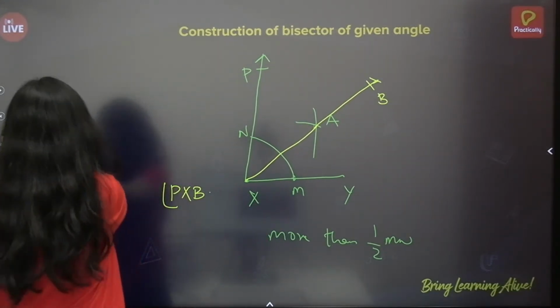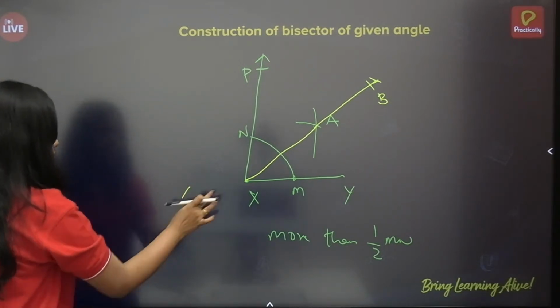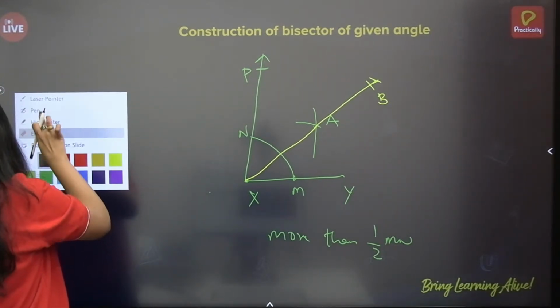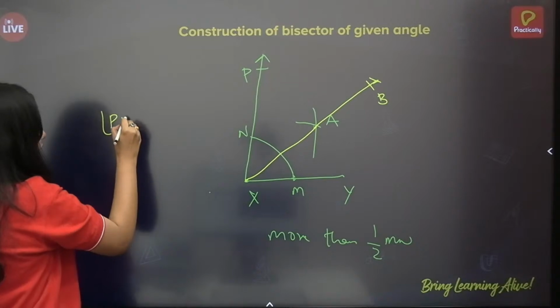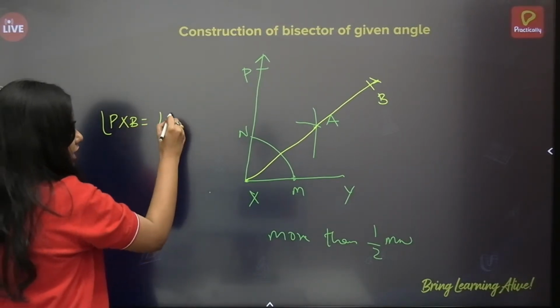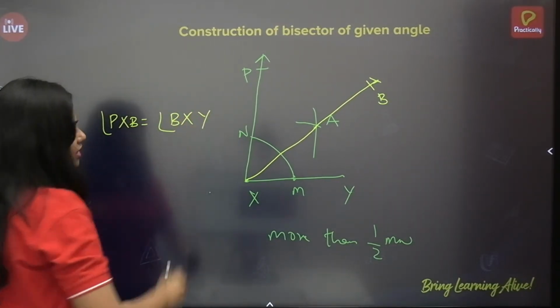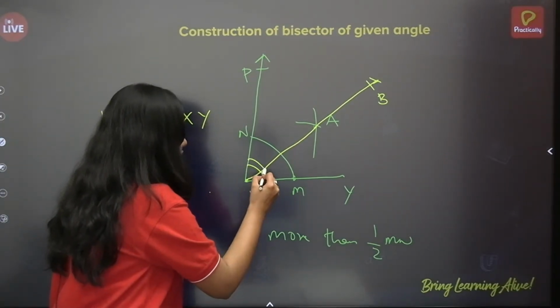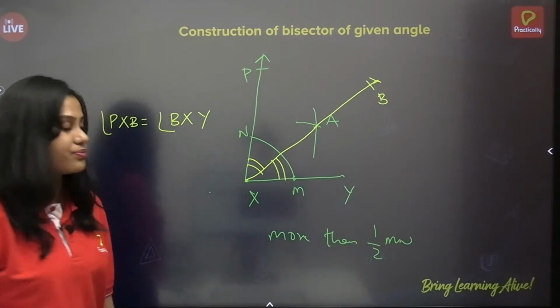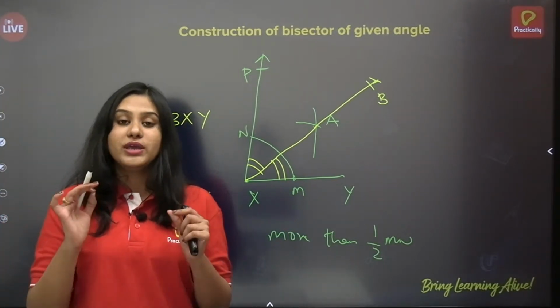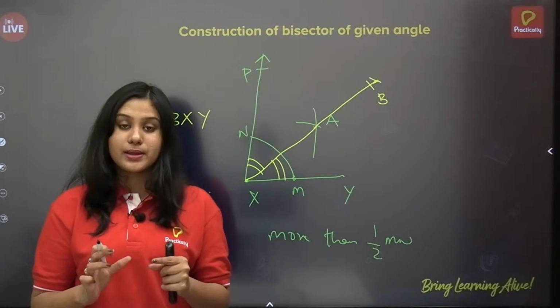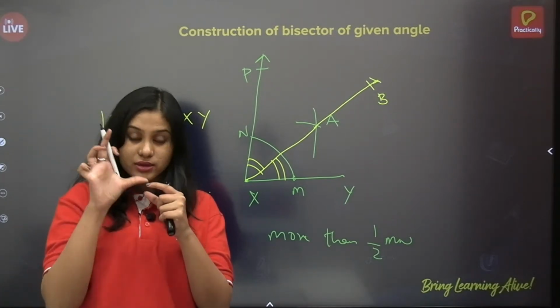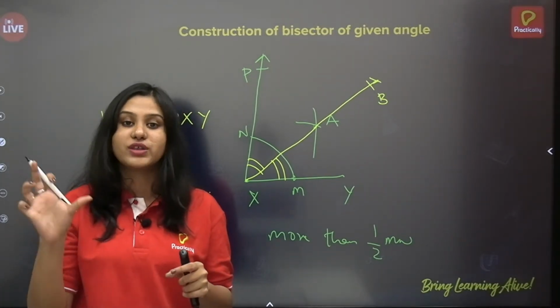Okay, just let me rewrite this. Yes, so angle PXB is equal to angle BXY. Correct? It is nothing but bisecting. So this angle will be equal to this angle now. So whenever you hear or see the term bisecting, make sure you are taking the radius more than half of the length. Okay?